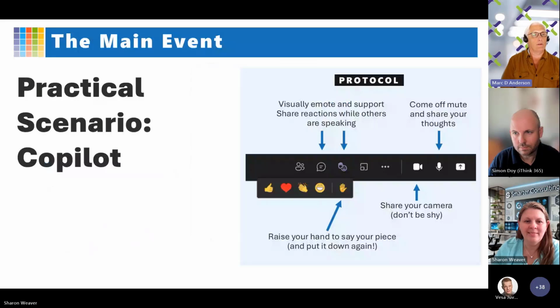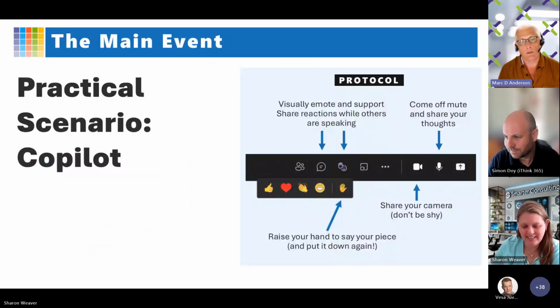So finally, we get to the main event, Sharon, where you're going to talk about a practical scenario with Copilot. And of course, all of the normal Teams pushing the buttons and raising your hands and all that sort of stuff applies. I think we're all pretty good at that at this point. So Sharon, take it away.